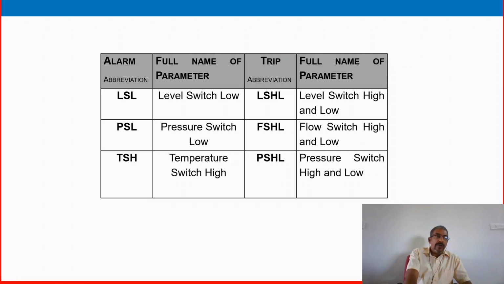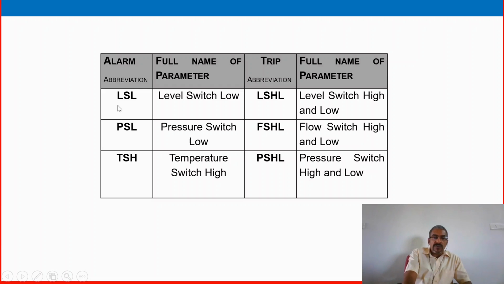As I told you in earlier sessions, these abbreviations are used in the P and ID, the piping and instrumentation diagram. In that we can see this type of abbreviations and notations. So LSL is level switch low, PSL is pressure switch low, TSH is temperature switch high. This type of thing you can see in the P and ID.